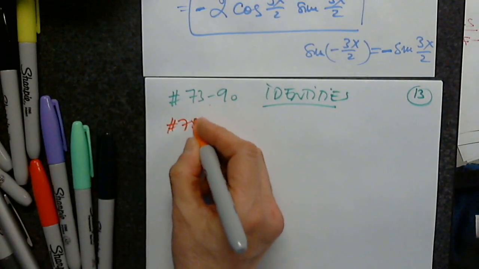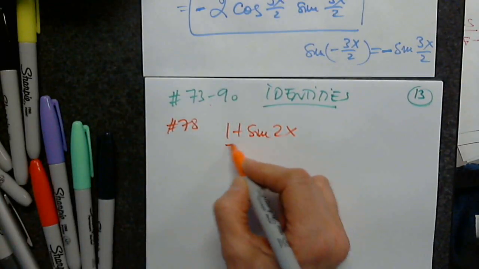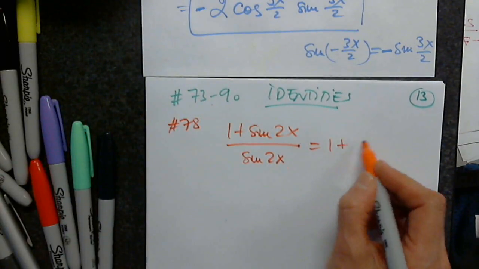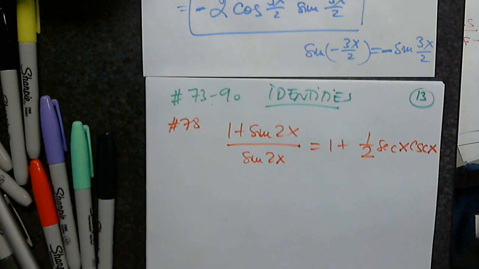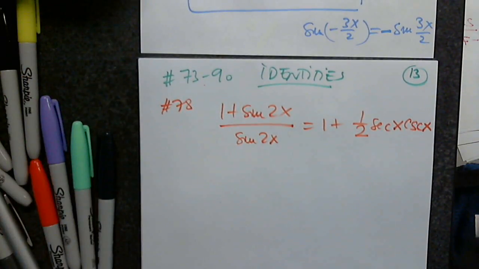Okay, 78. In 78, we have 1 plus sine 2x over sine 2x. They say it is 1 plus 1/2 secant x cosecant x. Remember, as I said when we looked at identities the first time last week, sometimes we may be able to see a path from one to the other, but sometimes we may not be able to see a path.